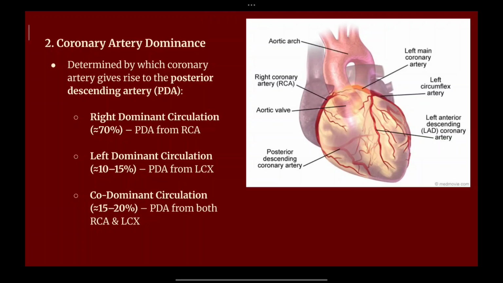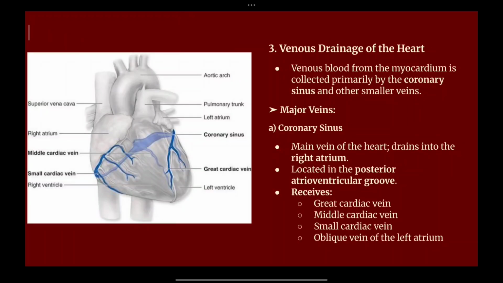Since the heart is cone shaped, it has blood supply on the right side, the left side, as well as both circulations happening at one region, which is co-dominant circulation. Now the venous drainage involves the deoxygenated blood and the carbon dioxide released by the heart muscles, which is taken up by the veins of the heart.